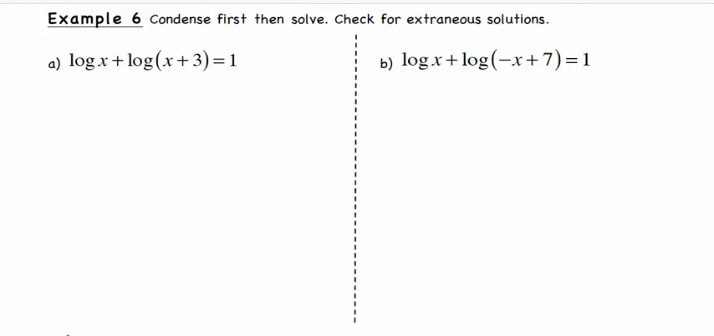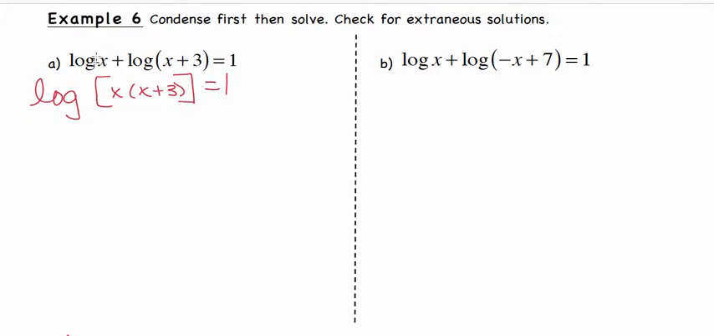For example 6, we're going to first condense our logs into a single log, and then we're going to rewrite exponentially and solve. So I have two logs that are being added together that have the same base. The base is 10, which means I can turn addition into multiplication. So we're going to rewrite the word log just one time, and then we're going to multiply x times x plus 3.